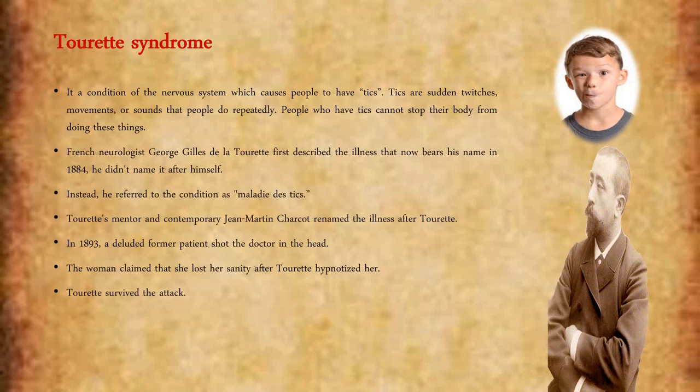French neurologist Georges Gilles de la Tourette first described the illness that now bears his name. Instead, he referred to the condition as maladie des tics. Tourette's mentor and contemporary Jean-Martin Charcot renamed the illness after Tourette in 1893. A deluded former patient shot this doctor, but he survived.